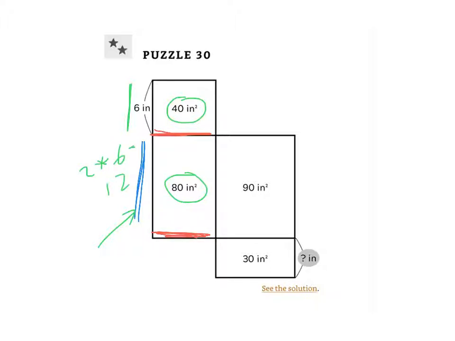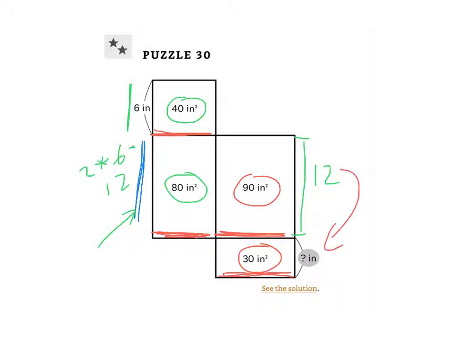So if we look over here, we say, okay, well, the 80 and the 90 are the same height. So if this is 12, oh, but look, we have the same situation again. We have the base of the 90 is the same length as the base of the 30. How many times bigger is the 90 than the 30? It's 3 times bigger. So the smaller rectangle must have 3 times smaller than the 12.